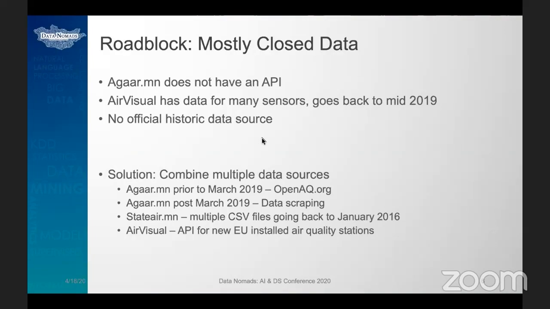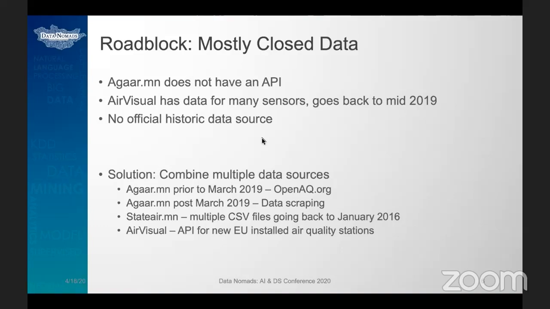The number one issue is there's a lot of closed data around air pollution, or semi-closed data. In data science, you need a lot of data. I mean, that's no surprise there. And one of the biggest issues is that the government air quality sensors don't have a public API and they don't have a centralized data repository to access all of the data. So Agarmongolai, which is where you can access the readings from the government air quality sensors, has no API there, at least no public API.